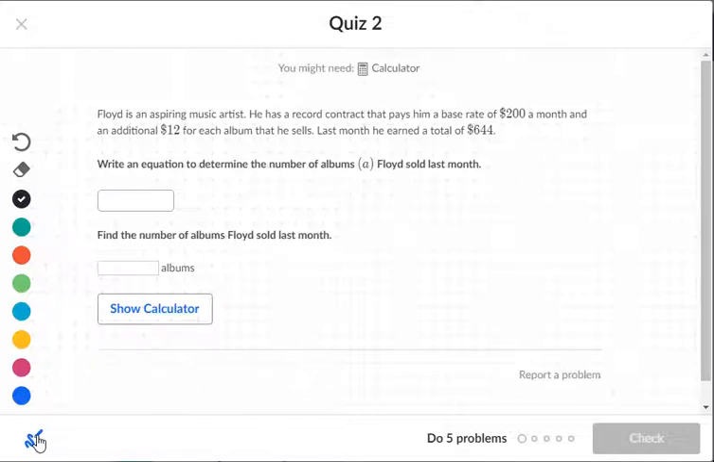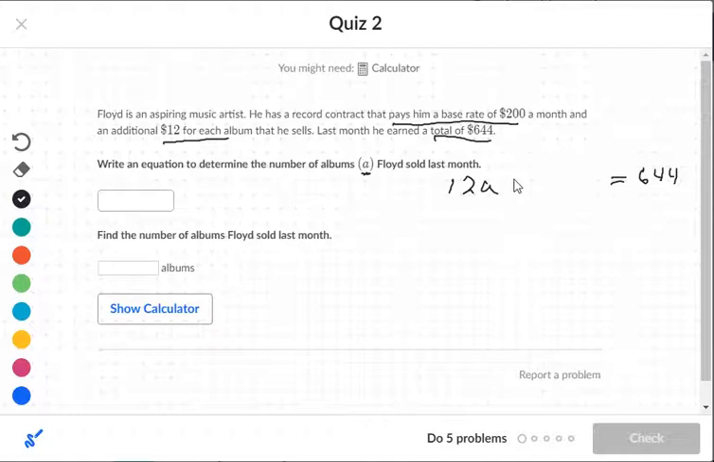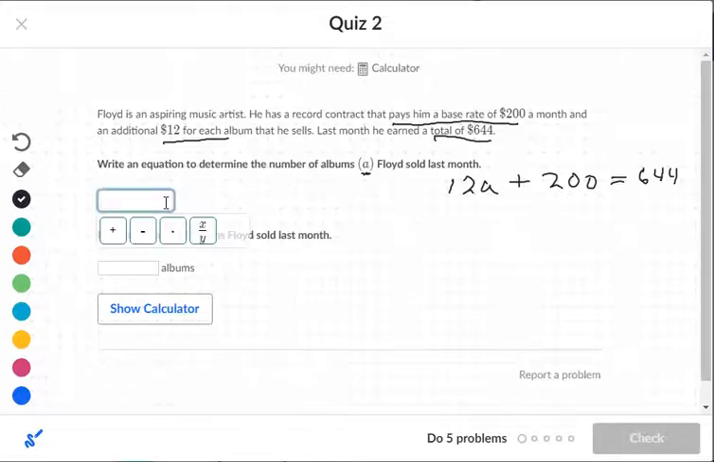So the first thing we want to do is write our equation. Notice you have the word total, so that's what the equation is going to equal: 644. Next you have the word each. Wherever you have the word each, that's where the letter goes, so we're going to say 12A. Now the last number is the 200, and this is what pays him. Since he's being paid, that's an increase, so it's a plus 200. This will be our equation for this problem.